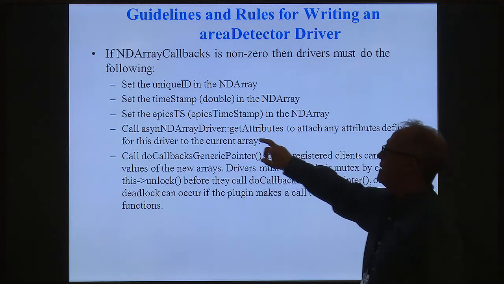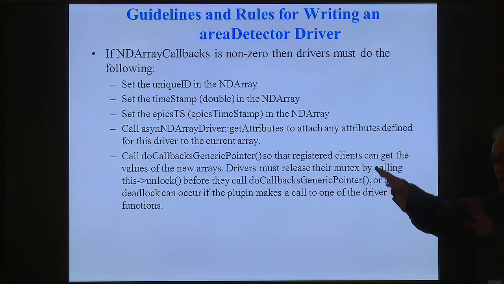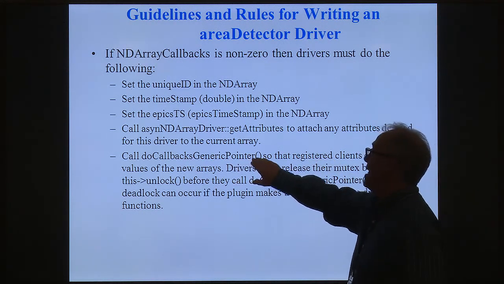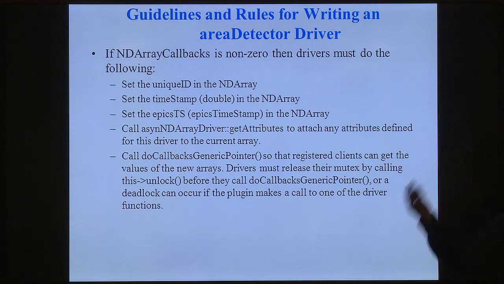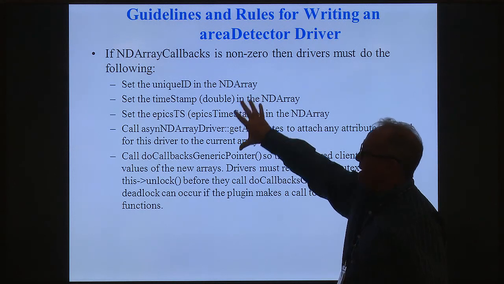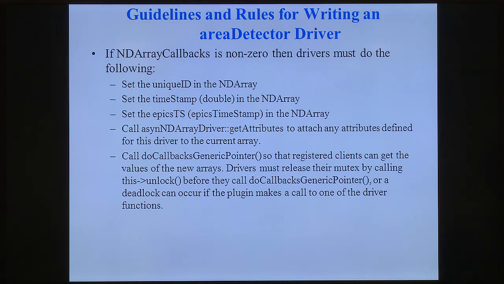So then you have to call NDArrayDriver getAttributes, and the user has defined some list of attributes, and that'll attach those attributes to your array. And then you call doCallbacksGenericPointer, which will now call all of the plugins with this array that you've now generated and put in the required metadata, additional data.